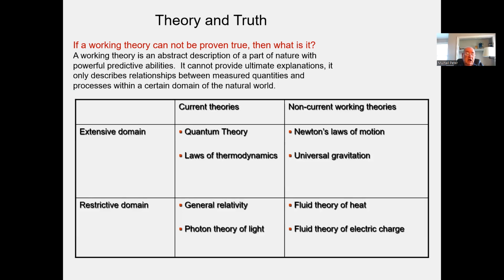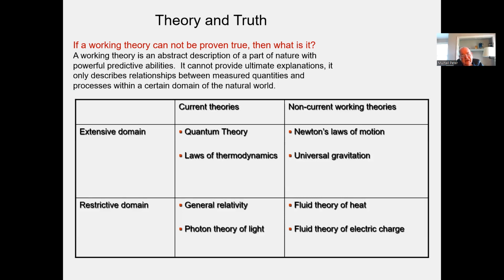Okay. Current theories which are more restrictive would be something like general relativity and the photon theory of light. Very famously, general relativity only explains gravity. We still cannot incorporate the ideas of general relativity into the quantum theory of the small. There's a fundamental incompatibility between the two, so its domain is restricted to just the very, very large, and the phenomena dominated by gravity.